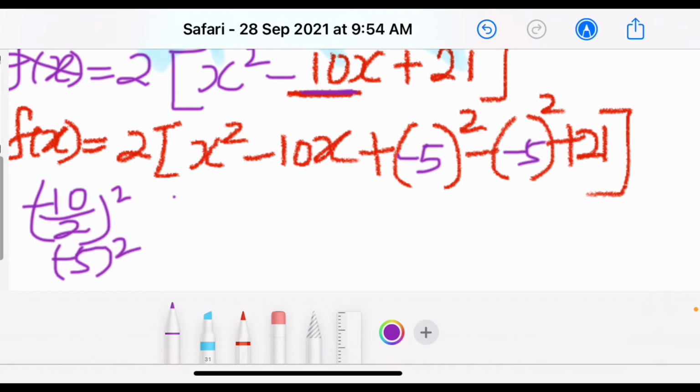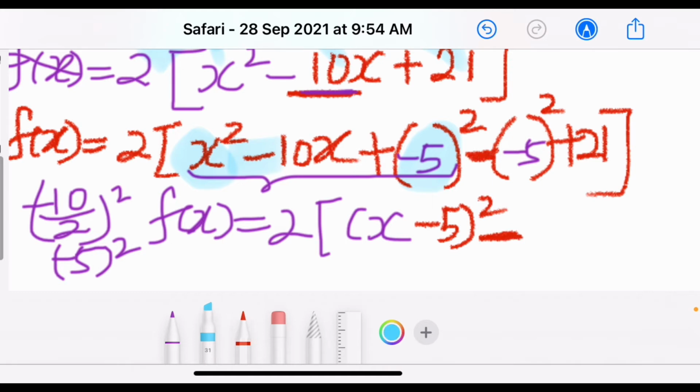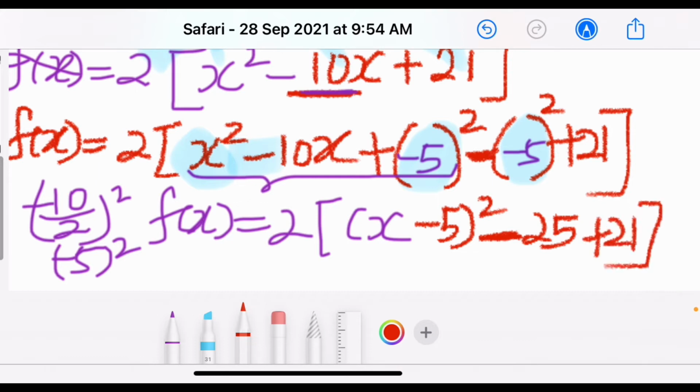After that, we can simplify f(x): these three terms become one perfect square. Just get one of these and one of these. Completing the square is very simple, just follow the steps. Here, be very careful. This is minus, right? When you square, you have to square first. Negative 5 times negative 5, negative and negative become positive. So the square comes first before you minus. Plus 21. Be very careful when you solve.